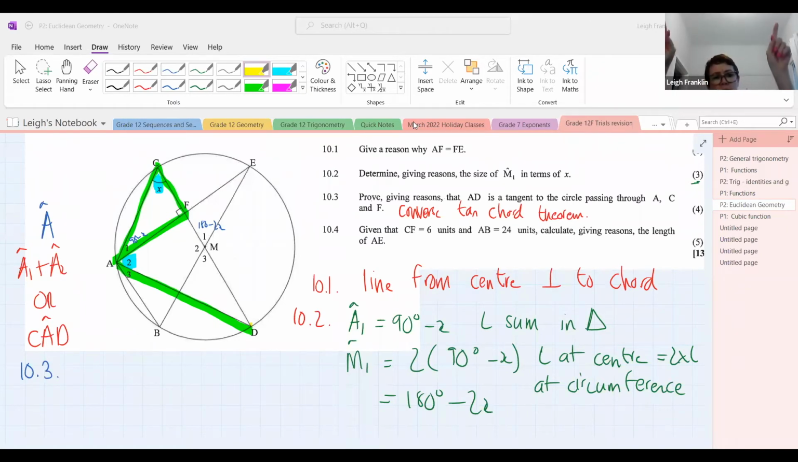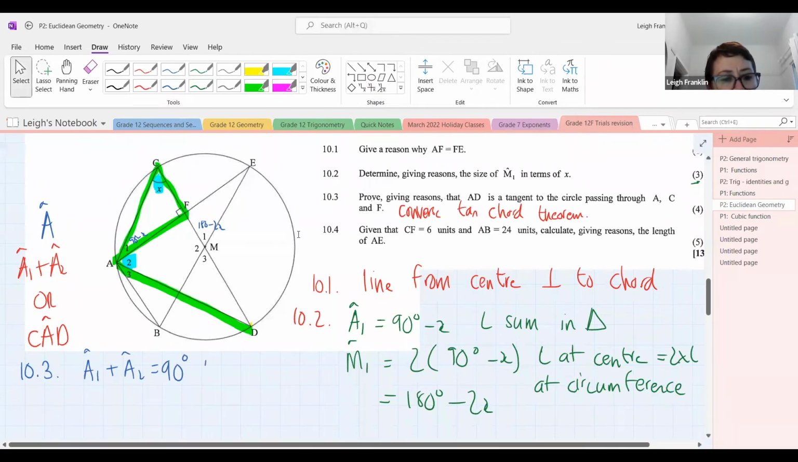M1 is the angle at the center and A2 is the angle. A1 plus A2 equals 90. Very good. Why does A1 plus A2 equals 90? What's the reason for this? There we go, angle in a semicircle.